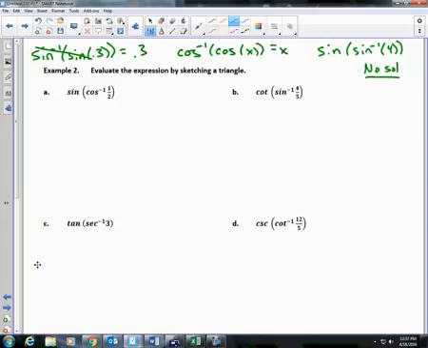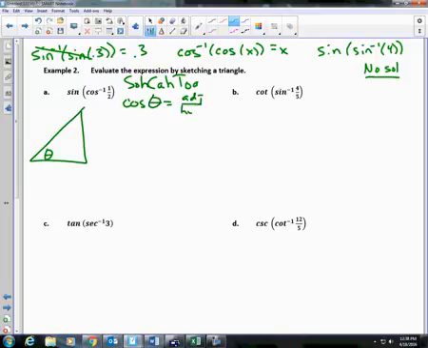All right, here we do sine of cosine inverse of 1/2. Do sine and cosine inverse just cancel out? No, so we're going to do something a little bit tricky. We're going to create a drawing, because all of trigonometry can go back to triangles. In terms of opposite, adjacent, and hypotenuse, what is cosine? Cosine of theta is equal to adjacent divided by hypotenuse.